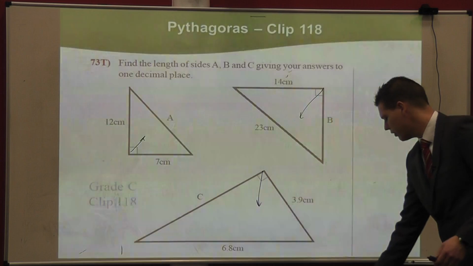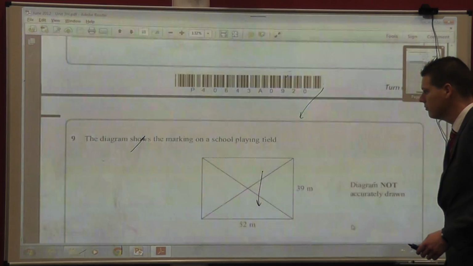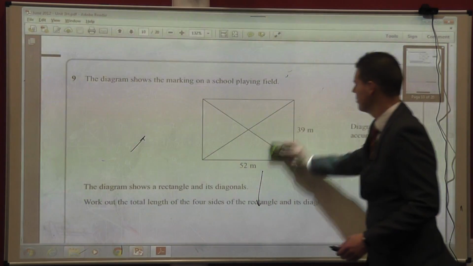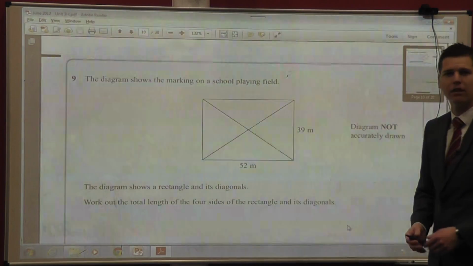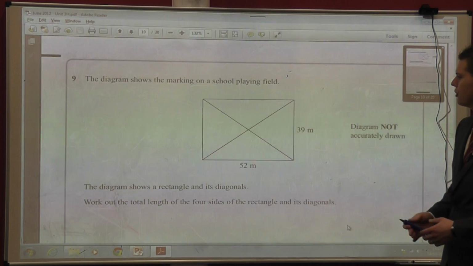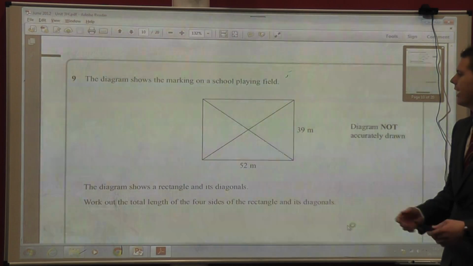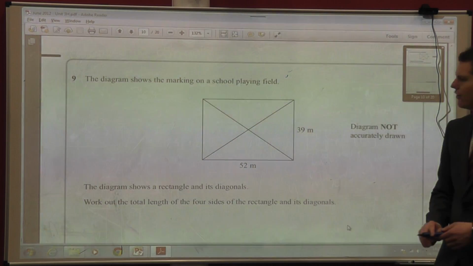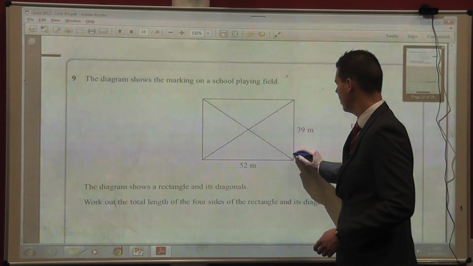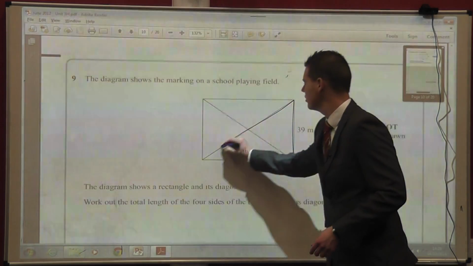In the exam you're going to do, here we go, it hides the Pythagoras question in this rectangle. It says, the diagram shows a rectangle and its diagonals. Work out the total length of the 4 sides of the rectangle and its diagonals. And actually, you can see here, you've got a right angled triangle with Pythagoras.